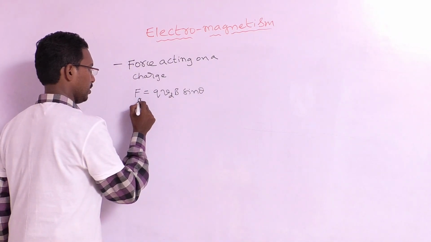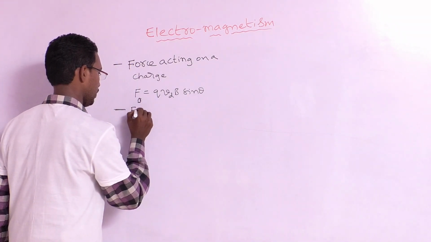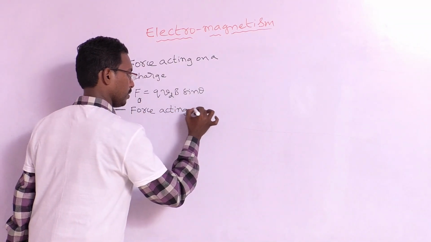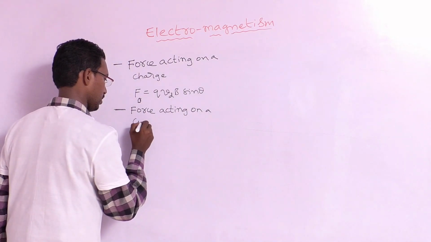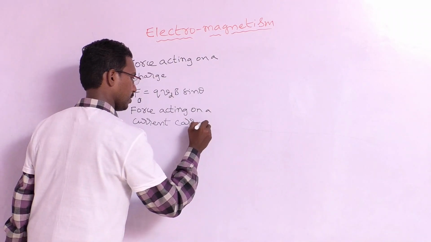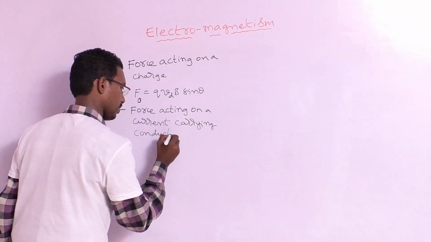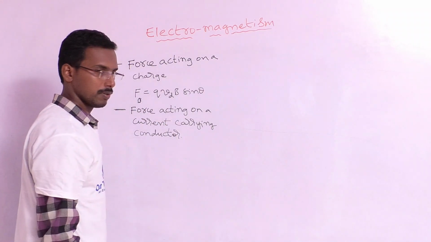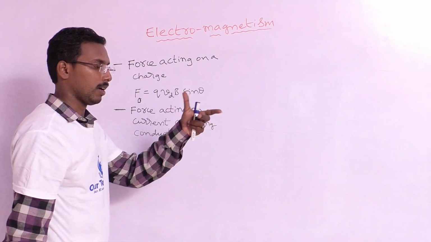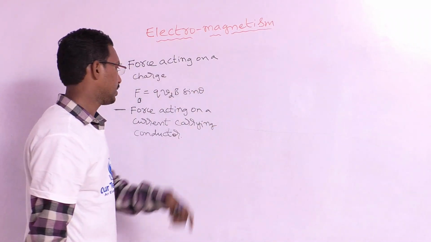Magnetic force. And how is the force acting on a current carrying conductor? Force acting on a current carrying conductor. For this, we will use Fleming's right hand rule for electric generator and Fleming's left hand rule for electric motor.